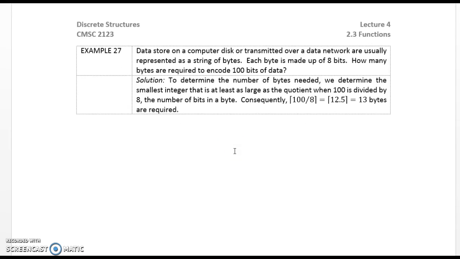Example 27. Data stored on a computer disk or transmitted over a data network are usually represented as a string of bytes. Each byte is made up of 8 bits. How many bytes are required to encode 100 bits of data? Solution. To determine the number of bytes needed, we determine the smallest integer that is at least as large as the quotient when 100 is divided by 8, the number of bits in a byte. Consequently, the ceiling of 100 divided by 8, the ceiling of 12.5, is 13 bytes. And so 13 bytes are required.